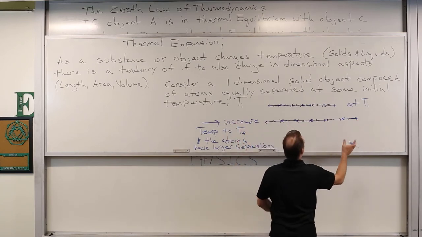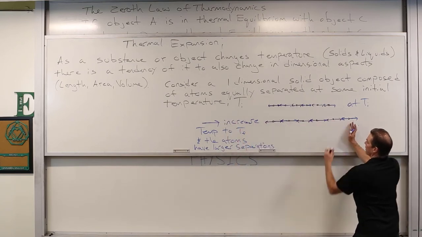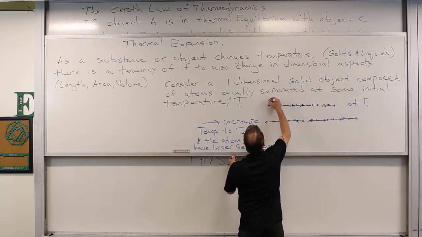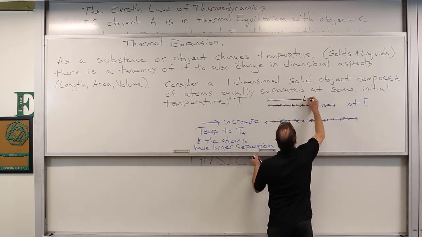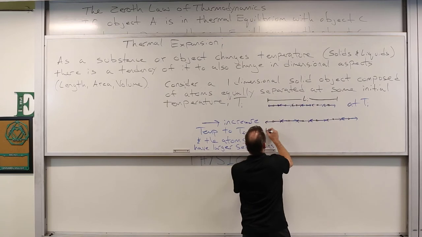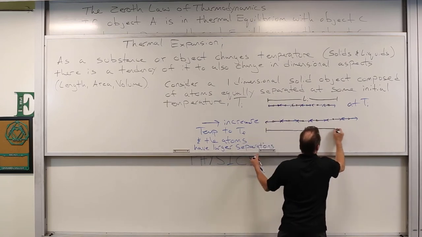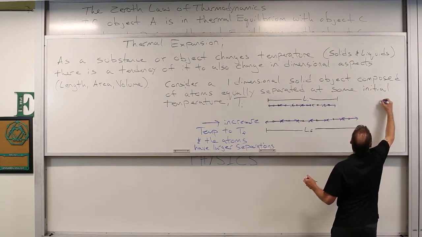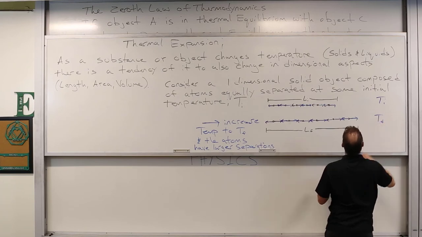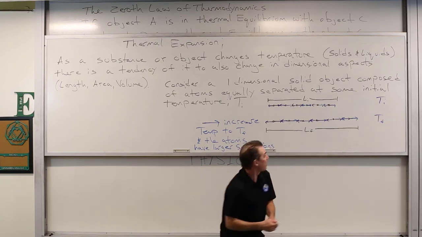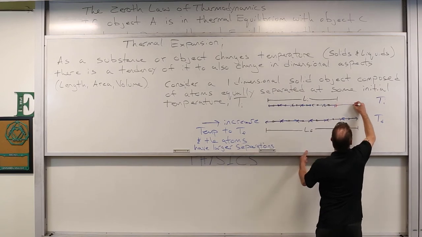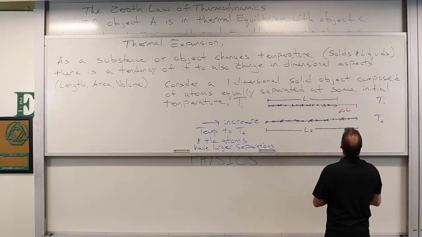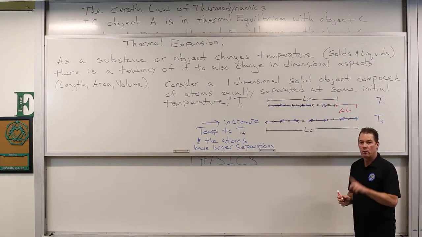What happens? Increase in length. By how much? Well, by this much. Larger, right? So for this one we could say L initial, the initial length, and for this one we've got an L final, the final length. So this was at T initial, this is at T final. And lastly, we've got this right here, from here to there. That is delta L, the change in length.